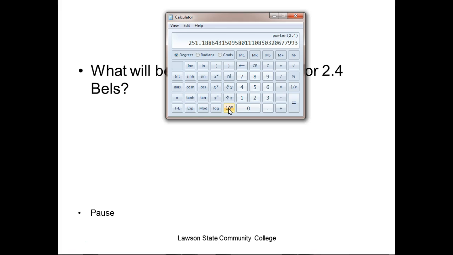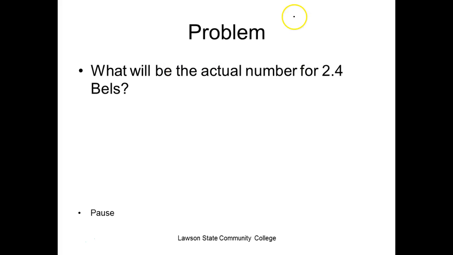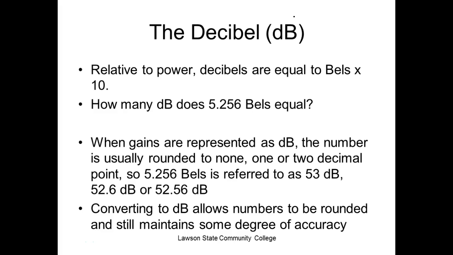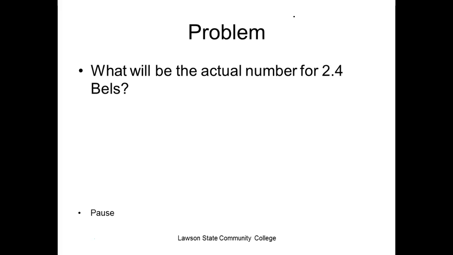Are we okay? Everybody okay? I've got these on y'all's calculator. So that was the number I got. Huge number. Relative to power, decibels are equal to Bels times 10. So how many dB would that right there be? 2.4. It'd be 24 dB. Because I can multiply by 10 just by shifting the fraction to the right.